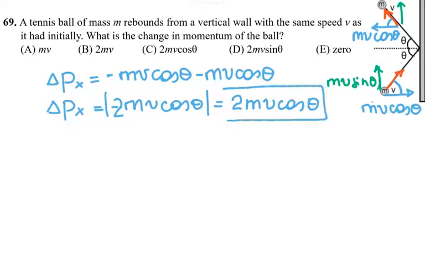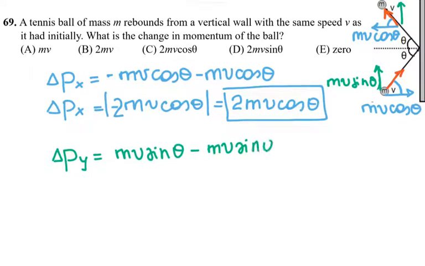So that is horizontal. The change of the momentum vertically: at first it's moving up and then continues moving up. So I have the final, which is mv sine theta, minus initial, which is mv sine theta. So the vertical change in momentum is 0. So the total change of the momentum in the system is equal to 2 mv cosine theta.